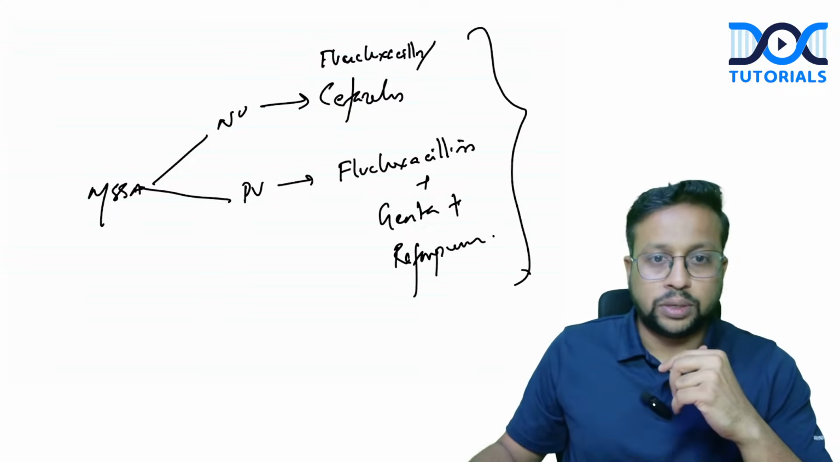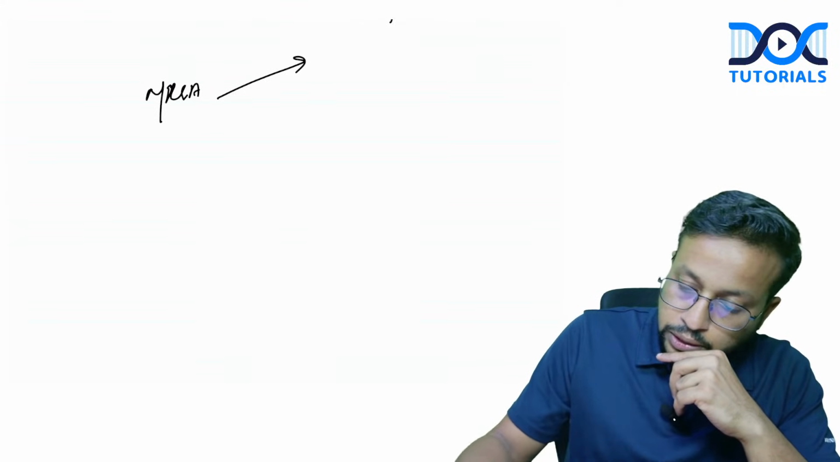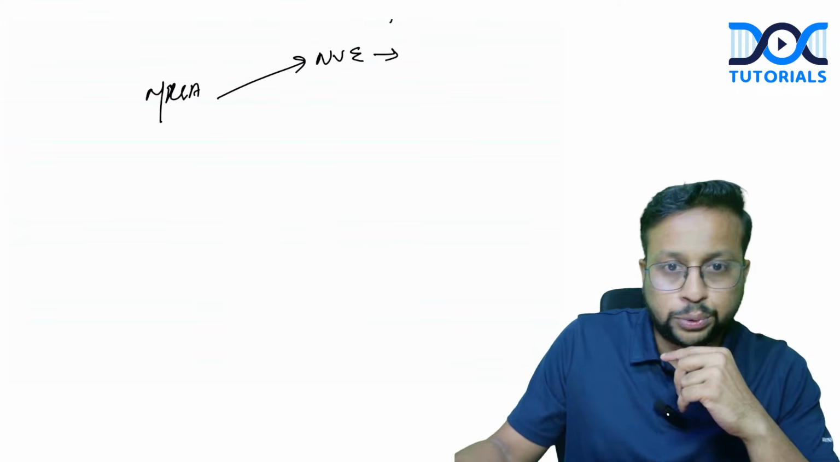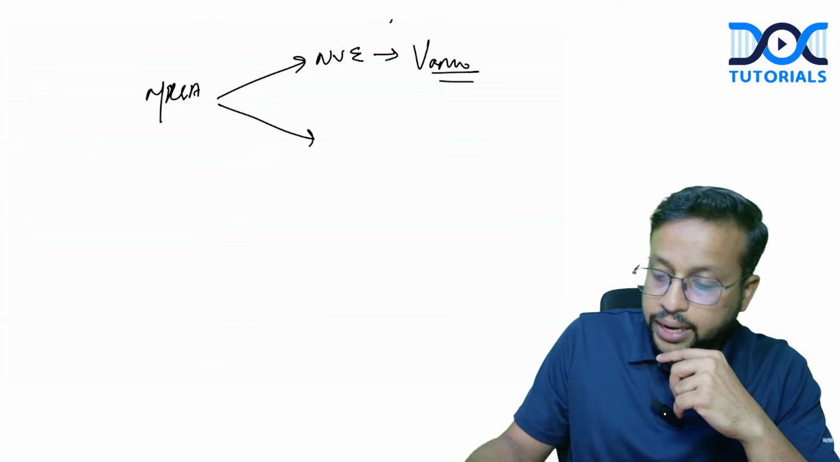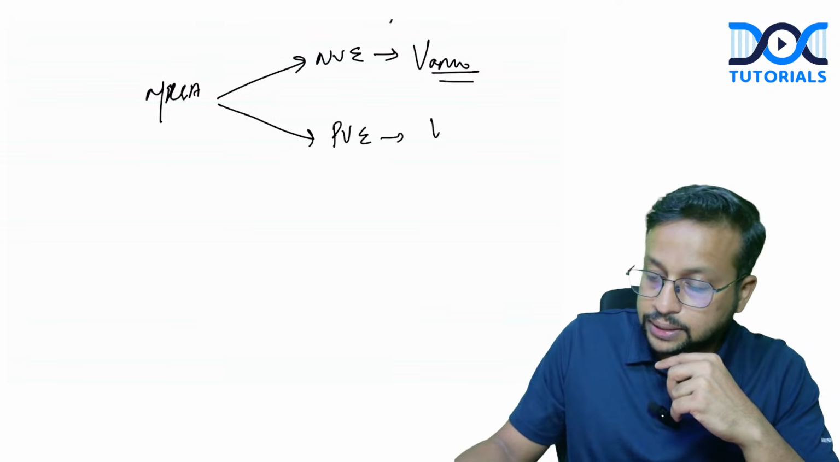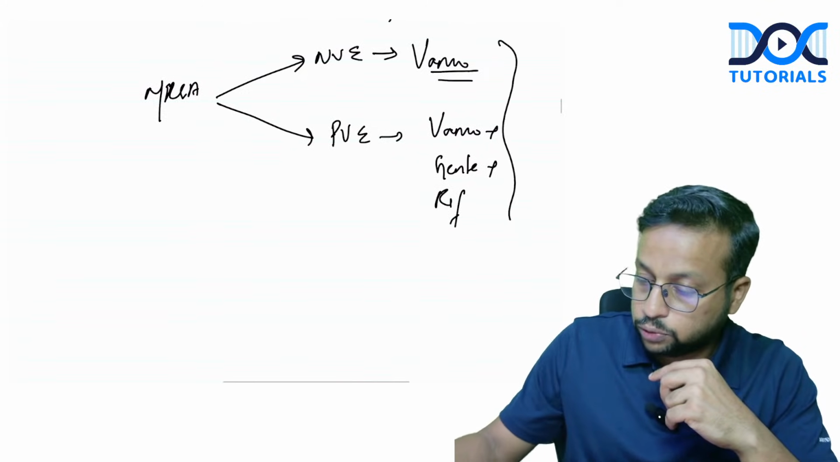So this you have to understand. Now, if it's MRSA, if it's a native valve infection due to MRSA, the treatment will be Vanco. And if it's a prosthetic valve endocarditis, it's Vanco plus genta plus rifampicin. So this you have to remember.